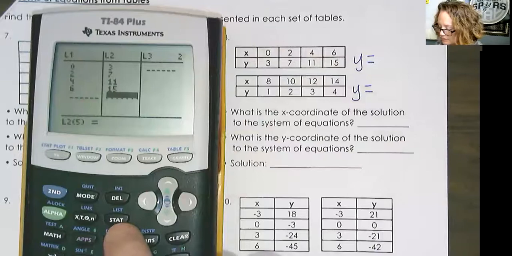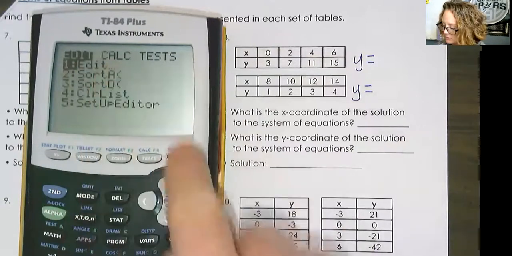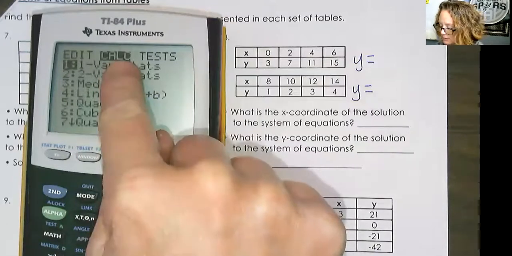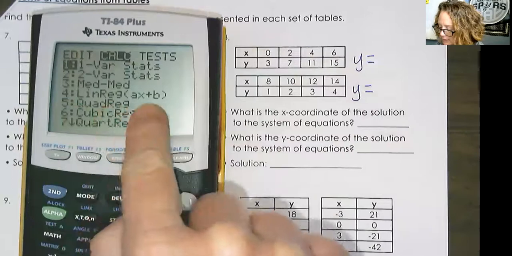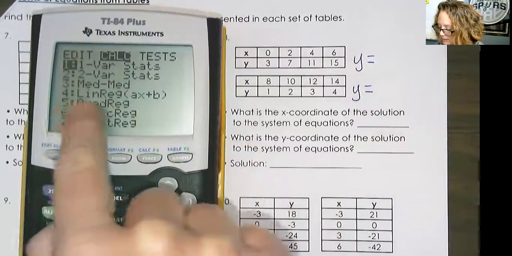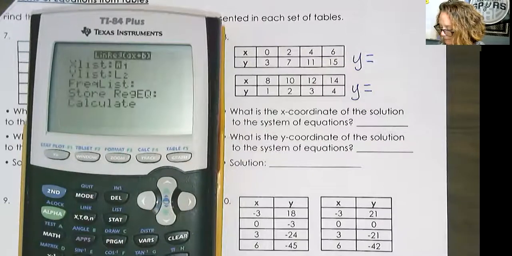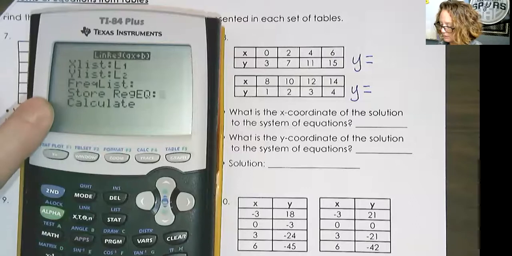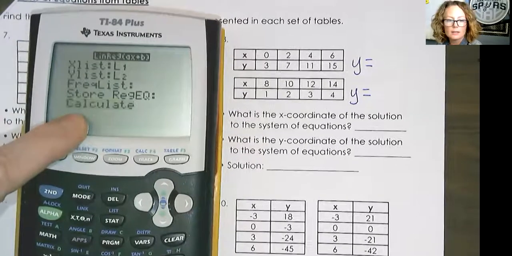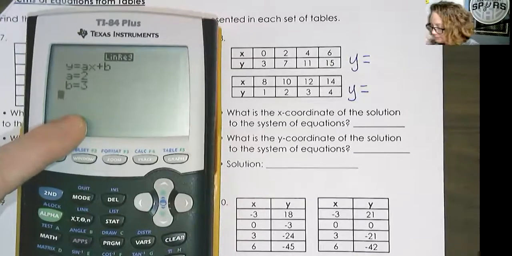So now I hit my stat key again. But this time I want to move over to calc. So I'm going to use my right arrow key to go to this calc. And then I want to go down to where it says LinReg ax plus b, which on my calculator is number 4. And right here, you're just going to hit enter, enter, enter, enter until you get to calculate, and then hit enter one more time. And this gives you the equation.